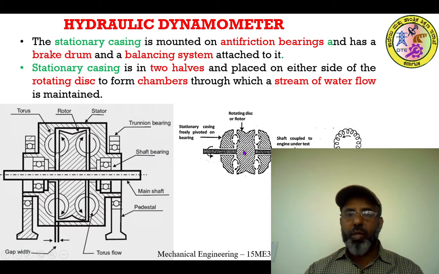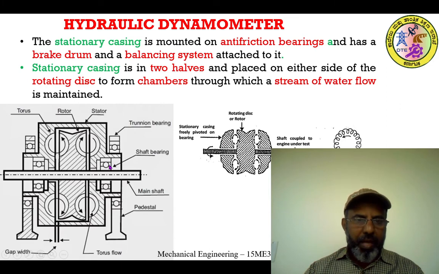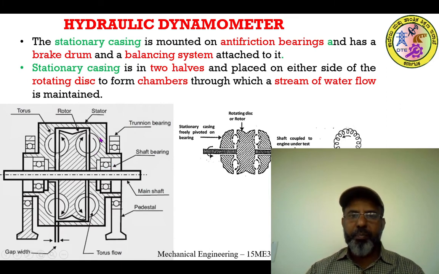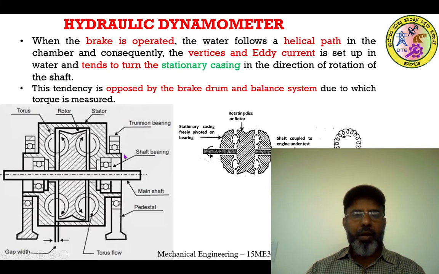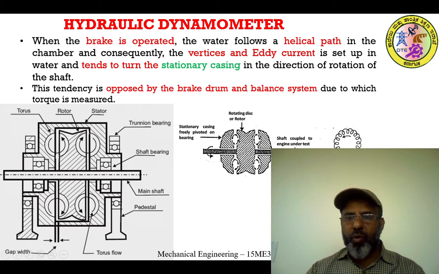The rotor is keyed to the prime mover, and the stator is mounted on anti-friction bearings. To the stator, a brake drum and balancing system is attached, and the stator is made into two halves. These are placed on either side of the rotor to form the chambers through which a stream of water flow is maintained. And when the brake is applied or operated, the water is going to follow a helical path as shown here.